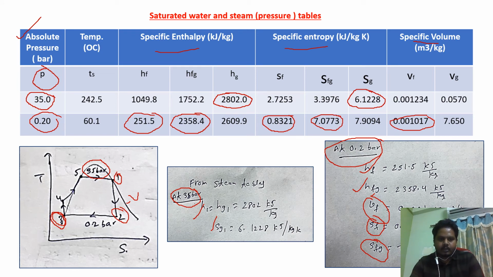Here the point 2 is in the saturation zone, between the saturated vapor line and the saturated liquid line. At point 2 there will be wet steam, a water vapor mixture. So at this point we have to take the fg values, Hfg, Sfg and Vfg.